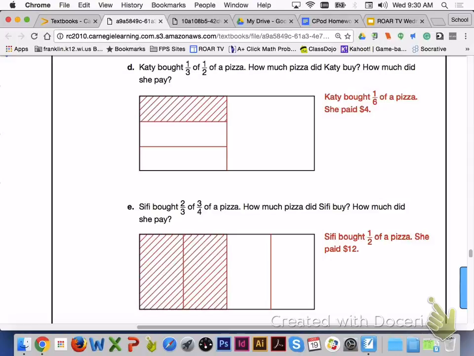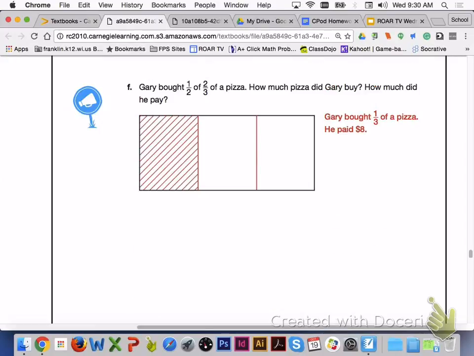For letter E, 2/3 of 3/4, here is what your sketch can look like. Sifi bought 1/2 of a pizza and paid $12. And for letter F, 1/2 of 2/3, this is what your sketch can look like. Gary bought 1/3 of a pizza and paid $8.